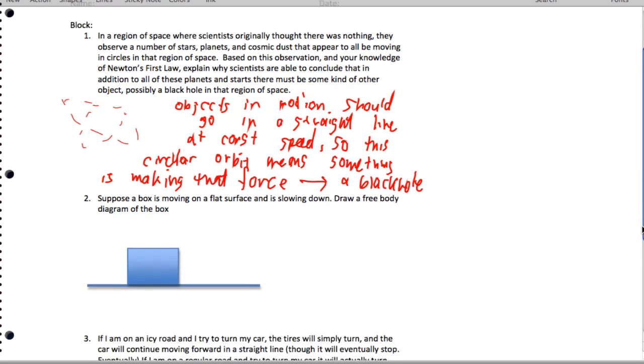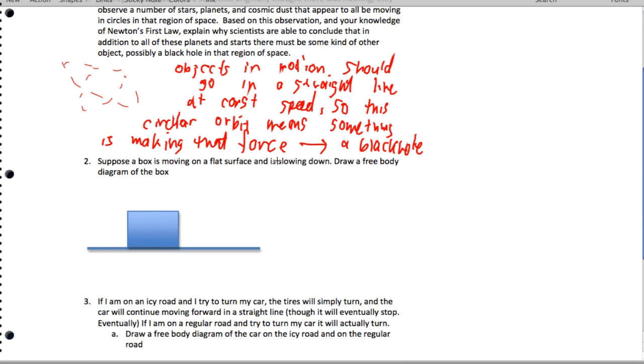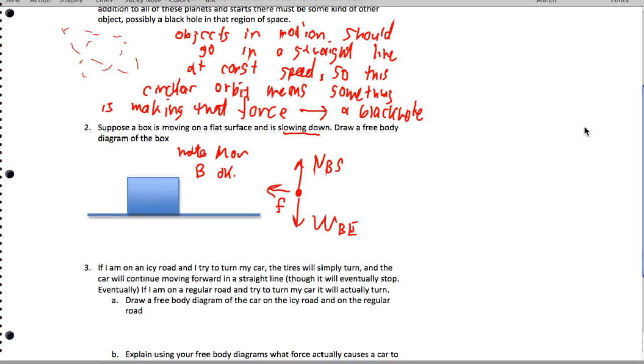Now, here we have an object that is moving on a flat surface and slowing down, so we're going to draw a free body diagram. So we have the normal on the box due to the surface. Some people put M. M or B is fine. And then here's the thing. Because this thing's slowing down, remember, by Newton's first law, a force has to make that happen. In this case, we assume that's friction. So again, we have a friction here because the box slows down.